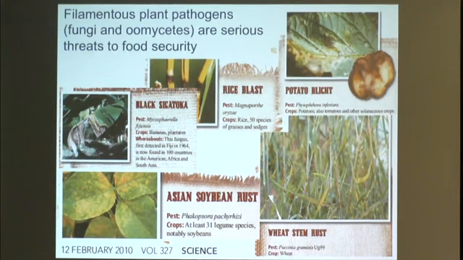And the other ones, for example, potato blight, Asian soybean rust, and wheat stem rust. These are really devastating diseases. I'll tell you about two of them today.